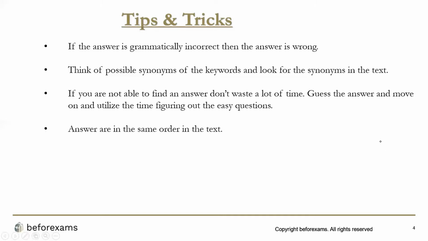Answers are in the same order in the text. Now in the summary type of questions, the answers will be in order. So let's say you find the answer of the first question in the third line of a paragraph, that means you won't find the answer of the second question above it. You will find it only after the third line. So it is always recommended to look for the answers after the previous answer, because the answers are always in order here.